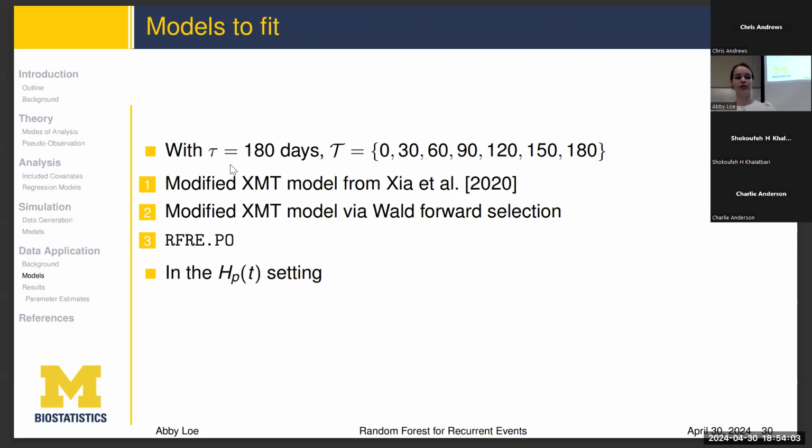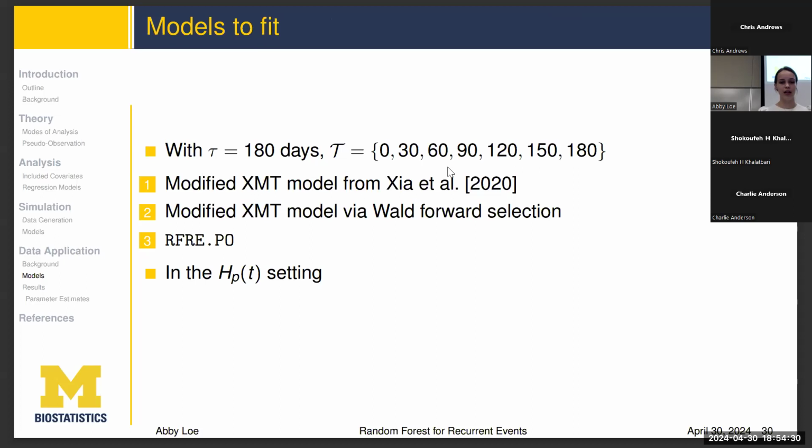So our window of interest was 180 days. We had check-ins at 0, 30, 60, 90, and so on. And then this data was also looked at in a paper by Shia in 2020, and they were looking specifically at how we think about treatment effect and controlling for all of these other variables to get an idea of the difference between groups.